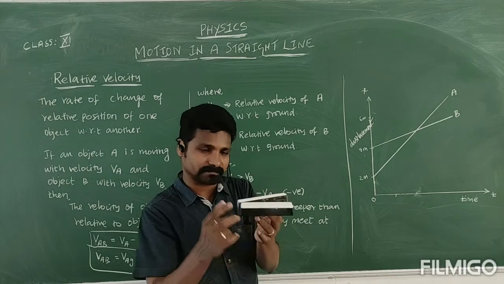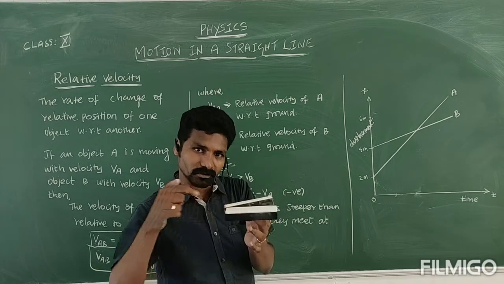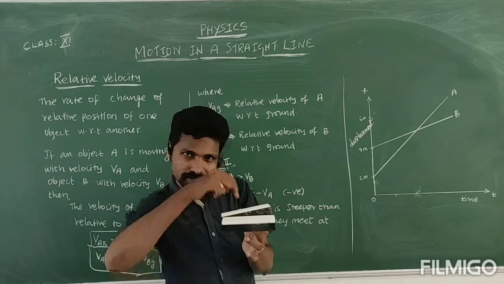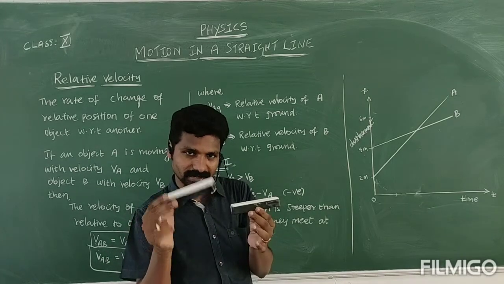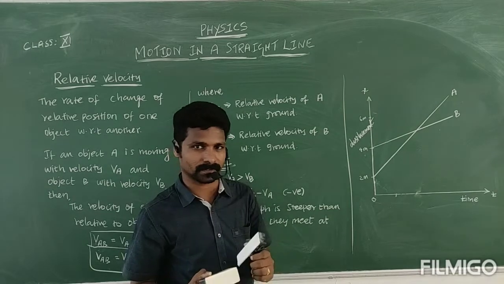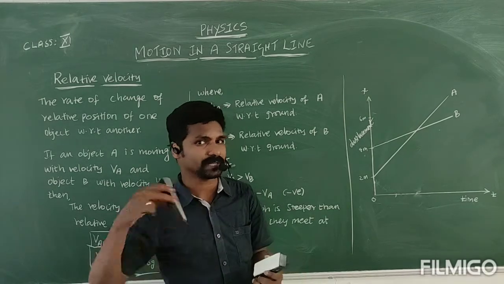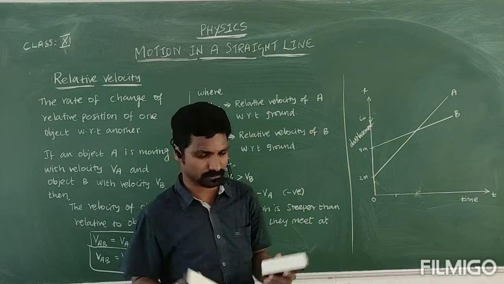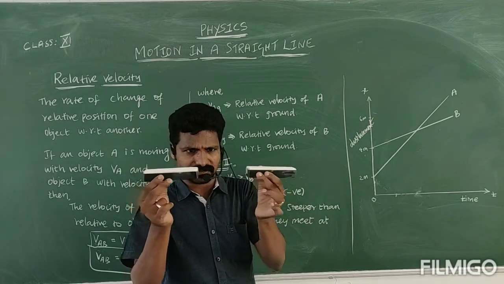at a particular distance, it will cross object B, correct or not? Object A, or car A, will cross car B. That is one point. One more point: in the previous case, that is case 1, that distance will be constant.